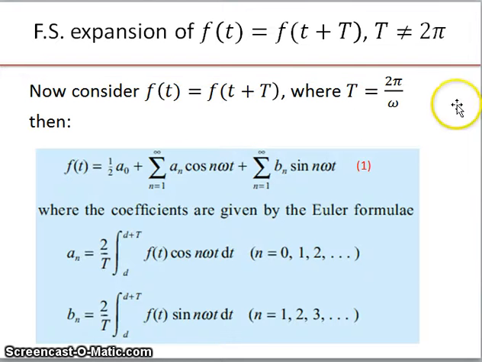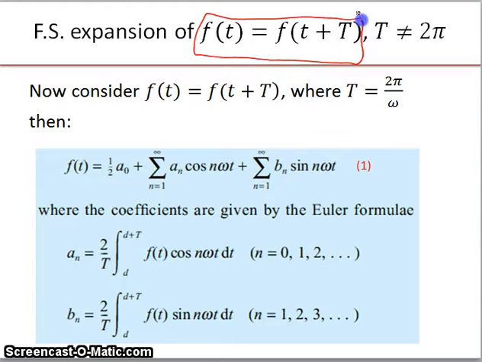Alright. We know that the Fourier series expansion can only be done using a periodic function. Okay, so as you can see here, f(t) equals f(t plus capital T) actually represents the definition of a periodic function, where for any f(t) will be equal to f(t plus period). And we will consider two cases.